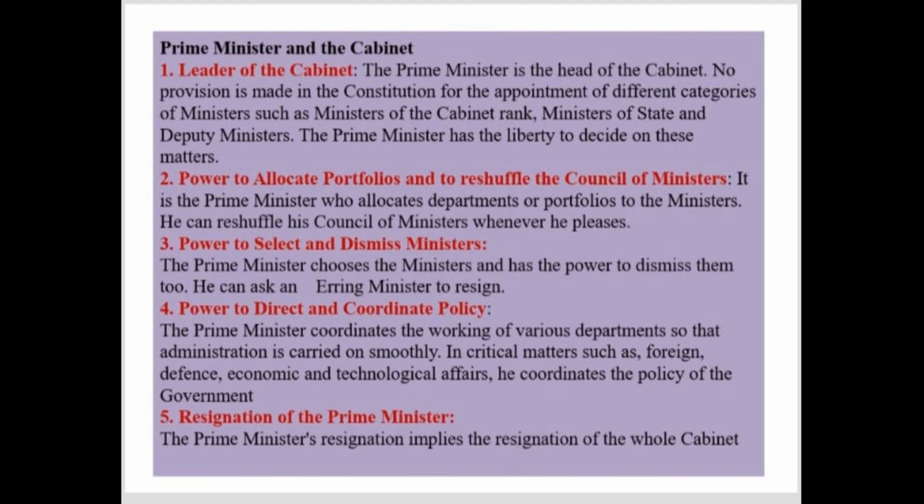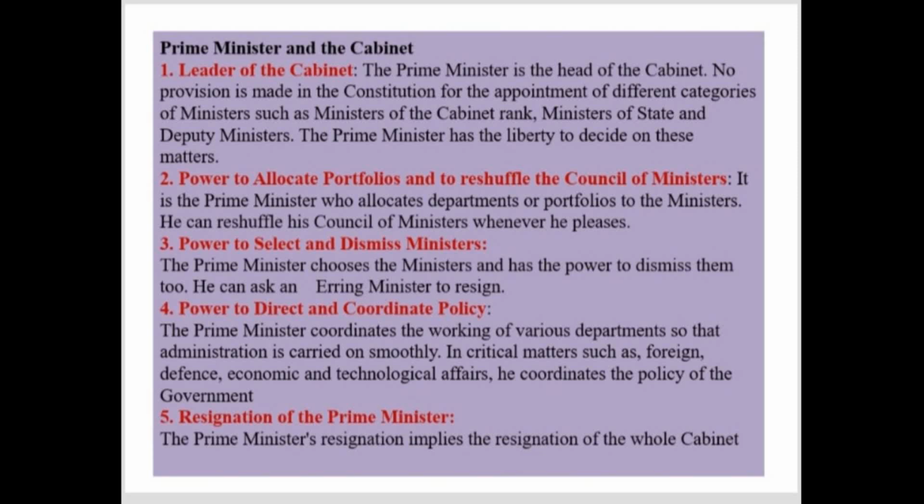So the prime minister will act as head of the cabinet, and he will even categorize the ministers, and the prime minister has the liberty to decide on such matters. There is no division on such matters in the constitution, but the constitution has given powers to the prime minister to ease the administration in various ways. One such way is that by acting as head of the cabinet, he creates a team as well as coordinates with other ministers. The prime minister even has the power to allocate portfolios and to reshuffle the council of ministers.